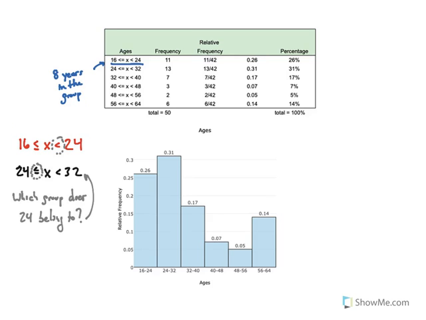Either way, we get our frequency: 11, 13, 7, 3, 2, 6. The total is not 50, but 42. The relative frequency is going to take that number divided by the total, divided by 42. And that gives us a decimal form of our percentage. Note if we added all those up, we'd get 1 or 100%. And we can look at this as the ages in this histogram. And this is what we call a histogram.